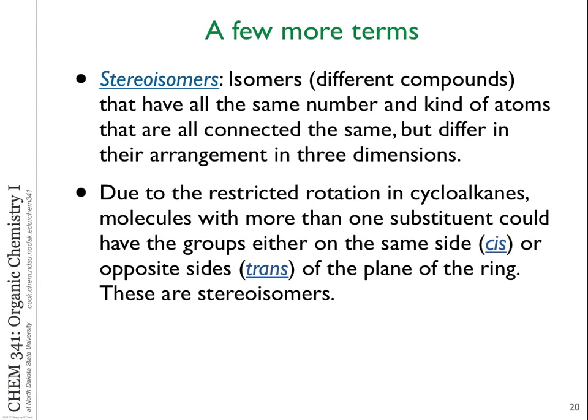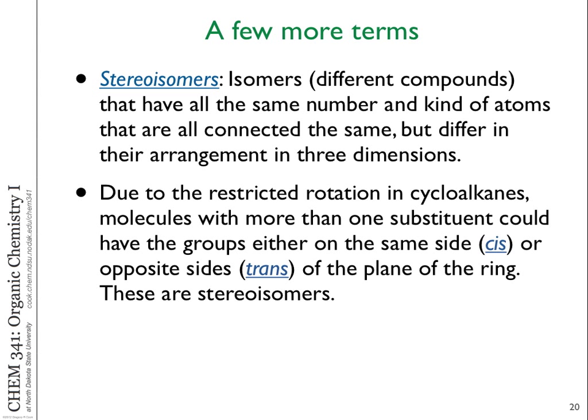But we haven't changed which atoms are connected to which atoms. They've just changed in their three-dimensional arrangement. This is what we refer to as stereoisomers. Isomers which have all the same number and kind of atoms. All the atoms are connected to the same atoms, but they're different in their three-dimensional arrangement. Okay, and because the ring is restricted, it's stuck there.